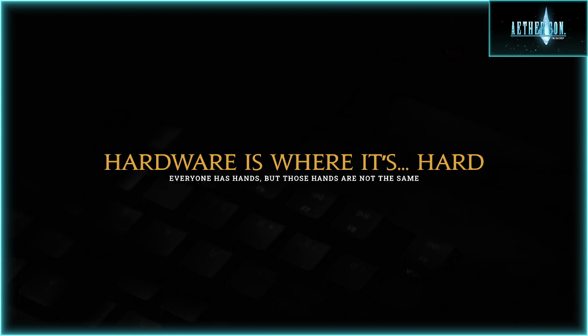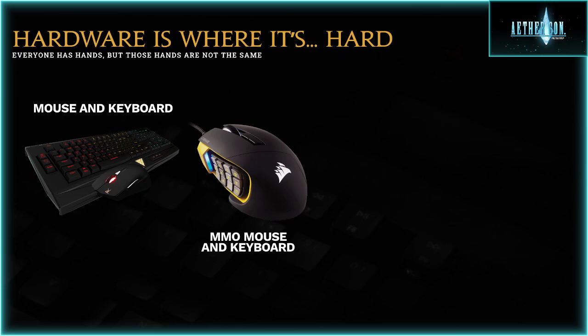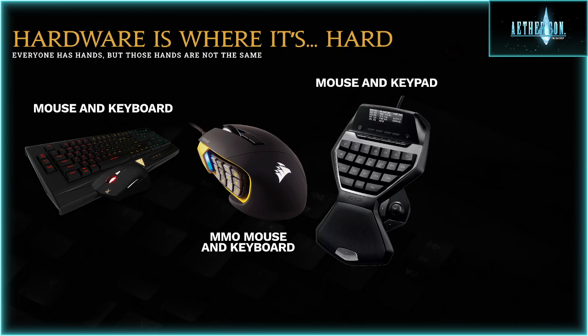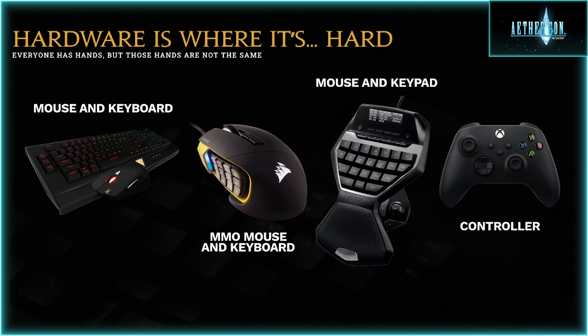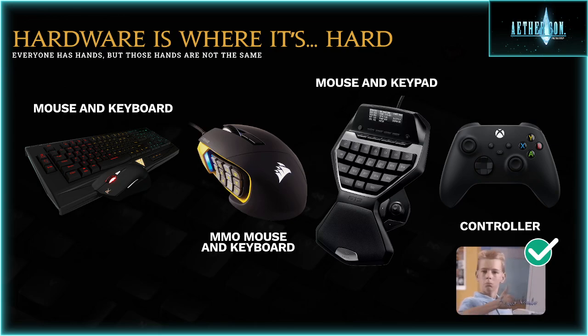Next, we need to talk about hardware. And that's because everyone has hands, but everyone has different hands. So, what are we going to use to play the game? We're going to use mouse and keyboard. We're going to use maybe an MMO mouse and keyboard. We're going to use a keypad, or we're going to use a controller. And when it comes to controller, Square Enix has actually done a pretty good job. Props to them. I don't really have comments about the controller experience other than activating your wing cross hotbars. That's all you really need to do to play on a controller effectively.